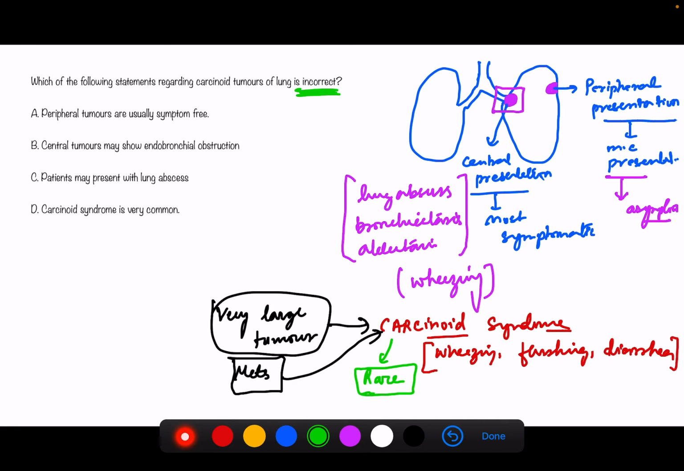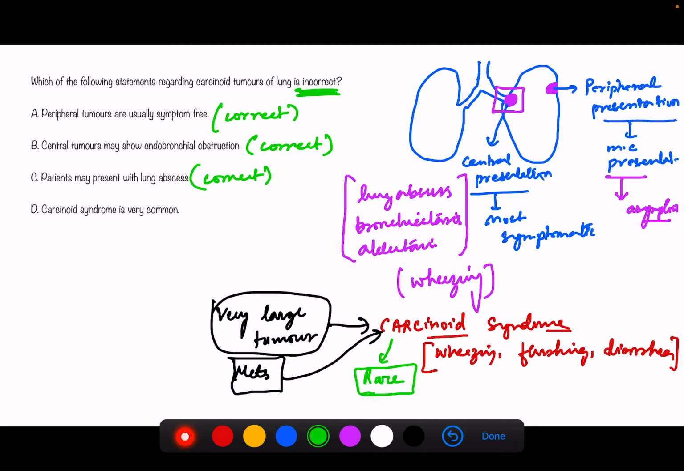Option A, peripheral tumors are usually symptom free, as we have discussed. Yes, this is the correct statement. Central tumors may show endobronchial obstruction. Obviously, this is also correct. Patients may present with lung abscess. Yes, they block certain parts of the airways, which can cause abscess. That is also correct.